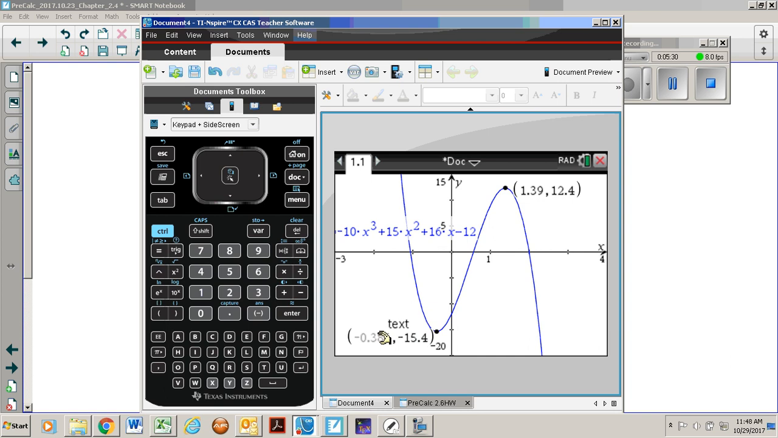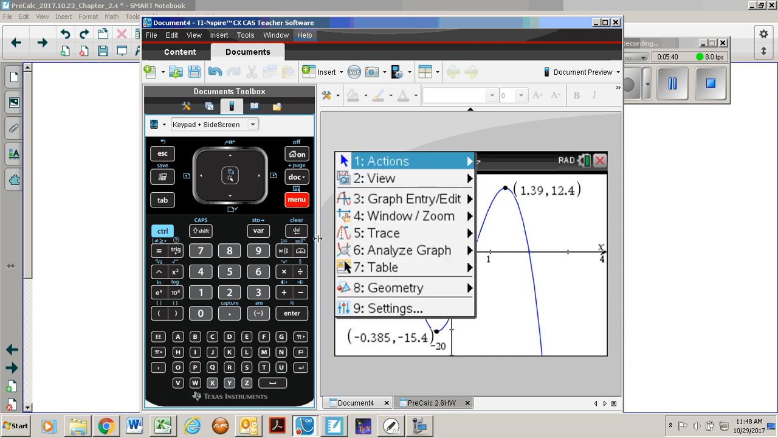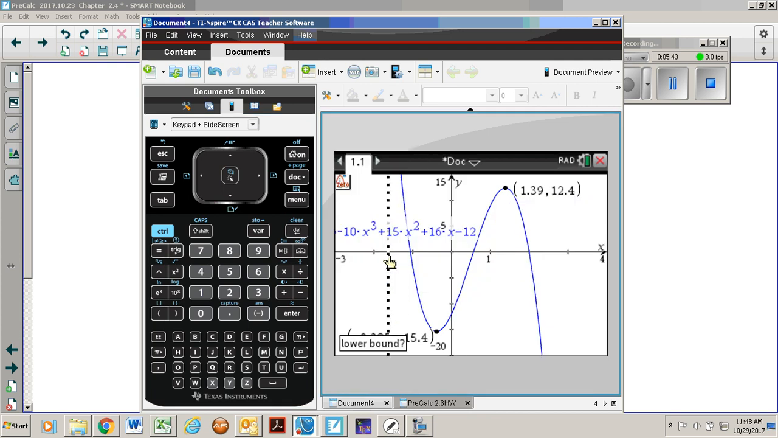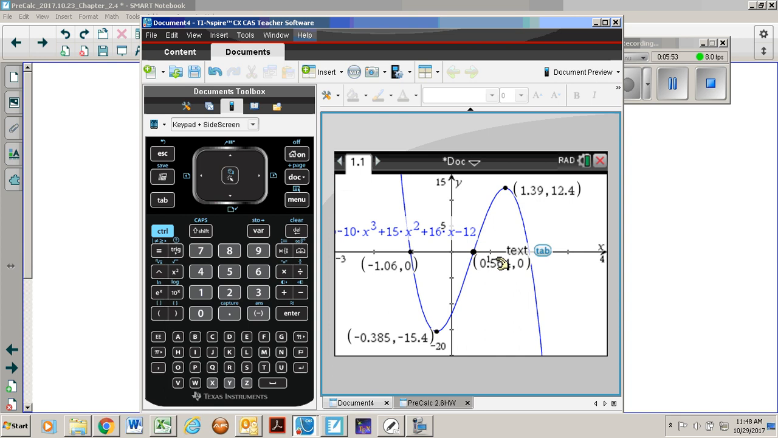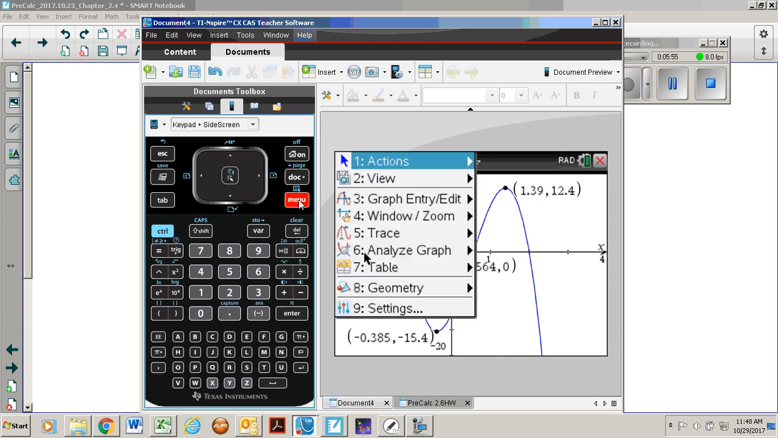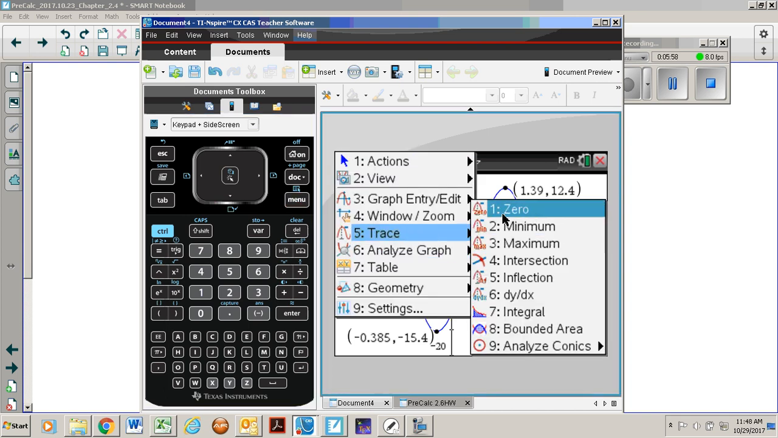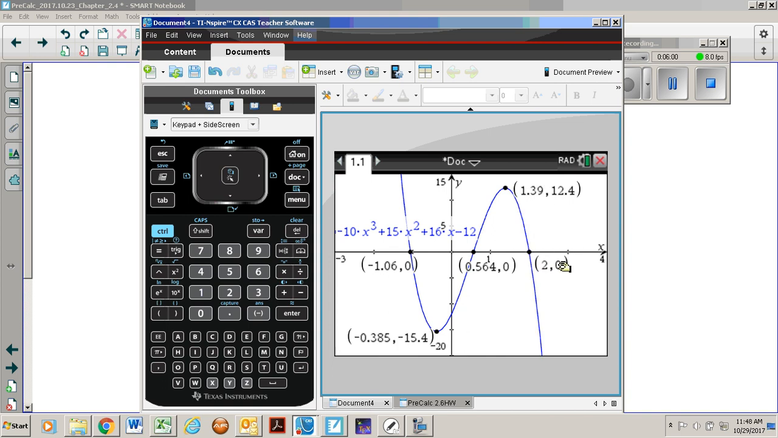So here are these ordered pairs for the max and the min. If I wanted to find these zeros, again, I analyze graph, menu, 6, analyze graph, 1. Same trick with the lower bound. You can only find 1 zero at a time. So there's a zero, menu, 6, 1 again. Here's another zero right there, and the third zero, menu, 6, 1 right there. So now I have all the critical points. I should know by looking at this that the y-intercept is going to be at negative 12.